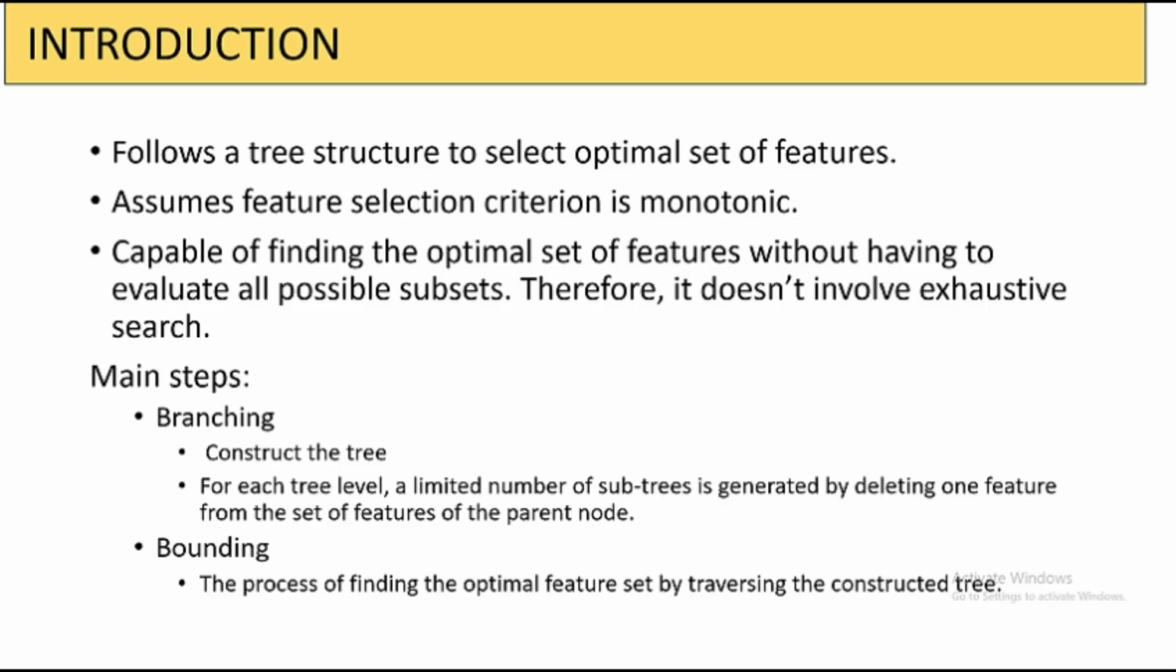So there are two main steps in the branch and bound algorithm: branching and bounding. Branching basically involves constructing the tree. When you are constructing the tree, for each tree level, a limited number of subtrees has to be generated by deleting one feature from the set of features in the parent node. And bounding is basically the process of finding the optimal feature set by traversing the constructed tree.